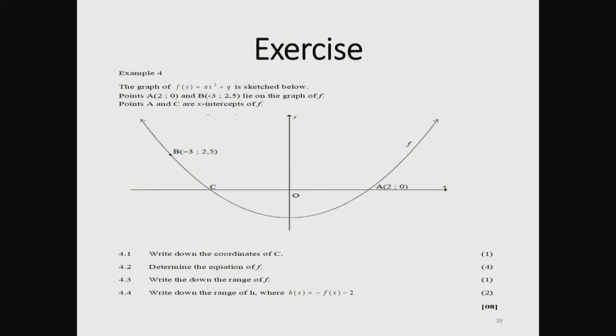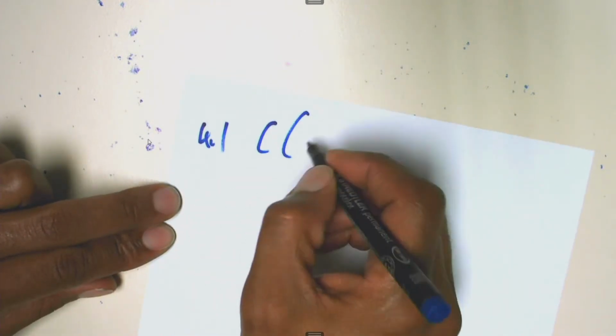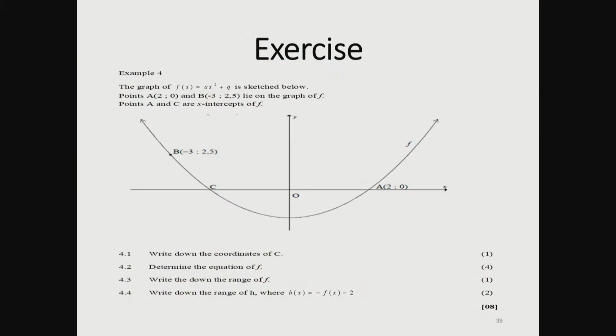Yes. I can see one of you is saying that since we have an axis of symmetry, and this divides the graph into two equal parts, then the distance from the origin to A is the same as the distance from the origin to C. So if this is 2, then this one will be 2 as well. But x on this side is negative, so C is the point minus 2, 0. Please keep that in mind.